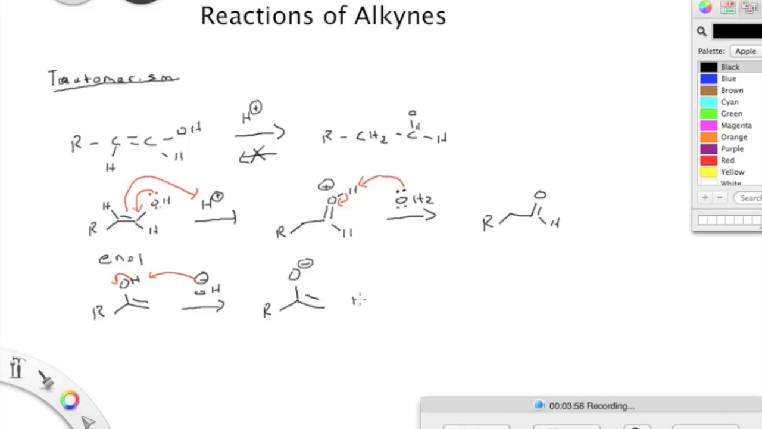And we're going to reform this base with water that we have in solution. And so the next thing that's going to happen is these are going to kick down to form the carbonyl. This is going to go over here, and we end up getting our keto form of what was our enol. So these are the steps for tautomerism in either acid or basic condition.